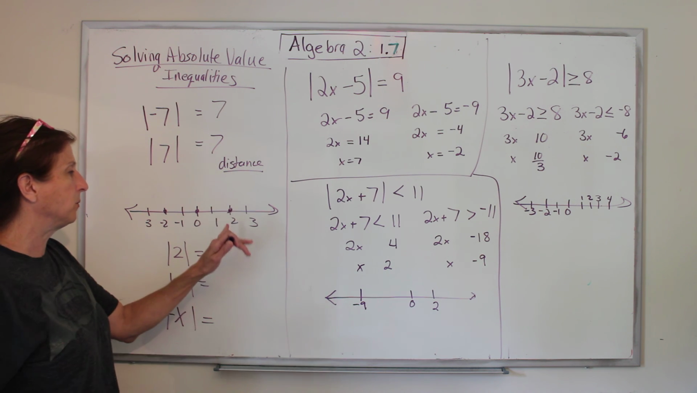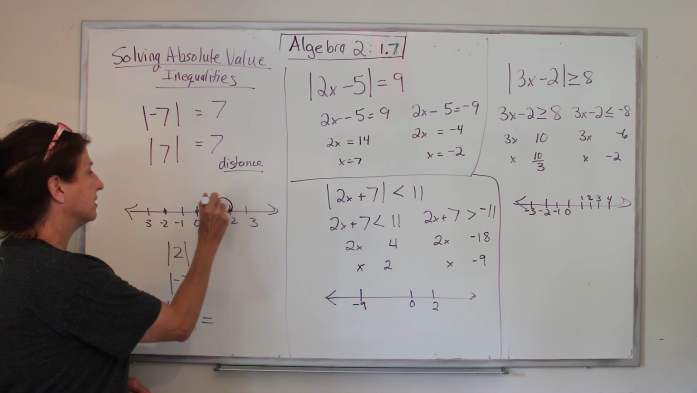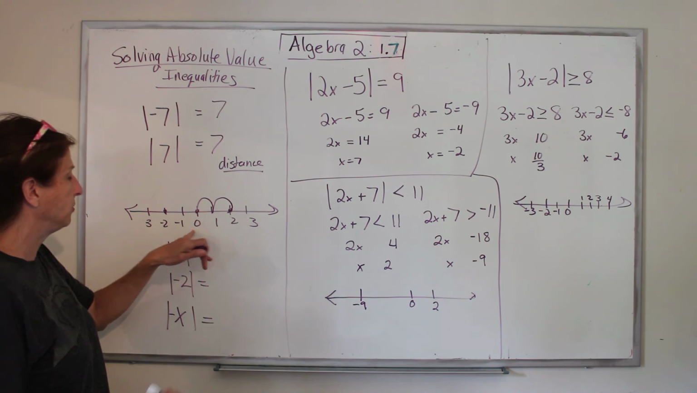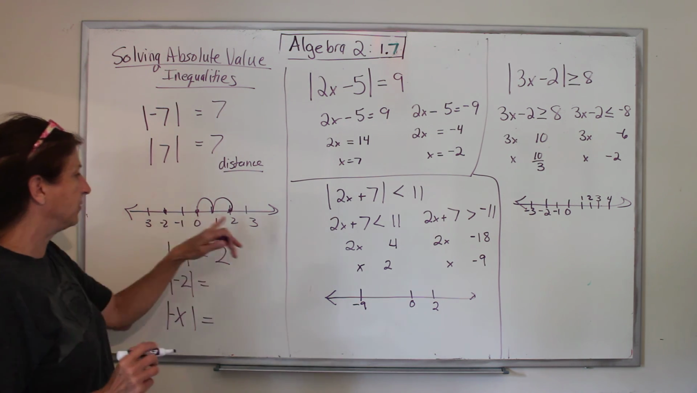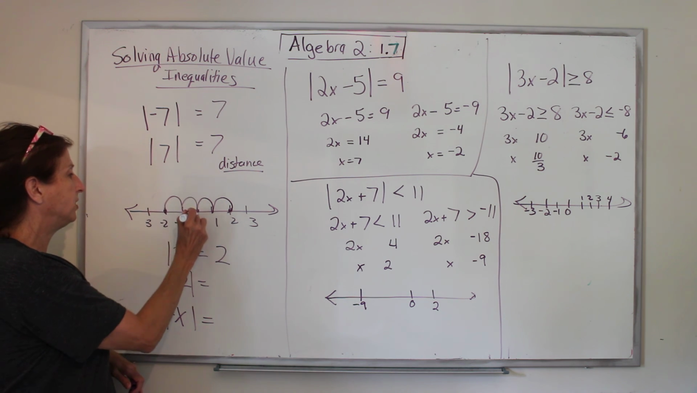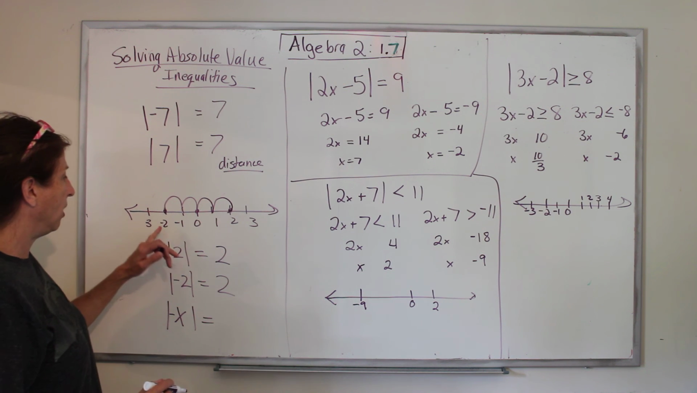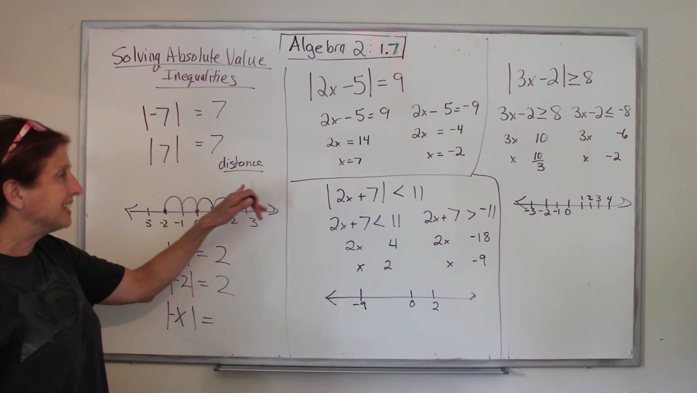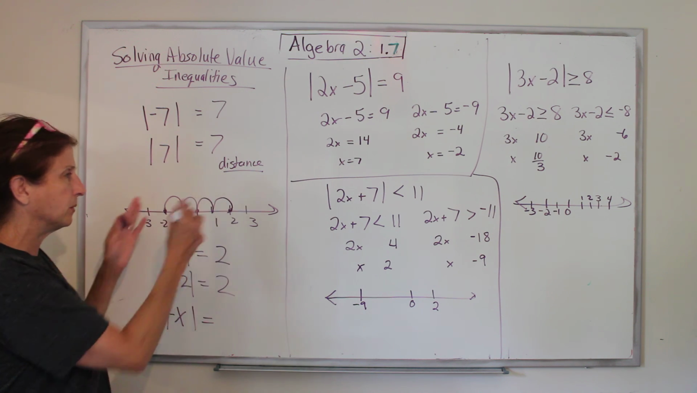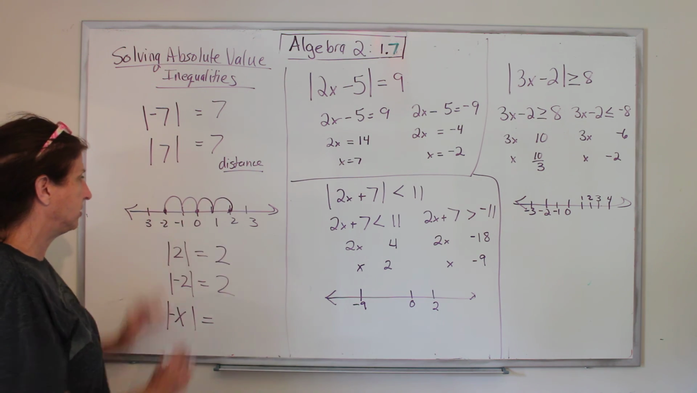Okay, if we start here at positive 2, it's 1, 2 frog hops from 2 to the origin, so the absolute value of 2 is 2. And if we start at negative 2, it's 1, 2 frog hops from negative 2 to the origin. Distances are always positive. So both ways, it goes to the origin.